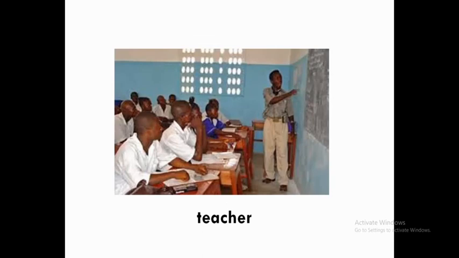Finally, teacher. As you know, because it is a very simple word, teacher is a person who teaches any kind of subject. For example, we could say, I have a teacher and her name is Cecilia. Now let's move on to write 3 times these words.